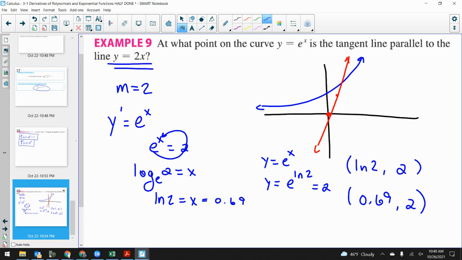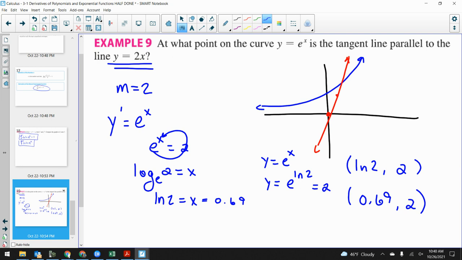Remember, if you have a log base and an exponent base of the same thing, they will cancel themselves. So ln of 2 comma 2, or 0.69 comma 2. Either way you want to give it to them. Okay. Any questions on that?